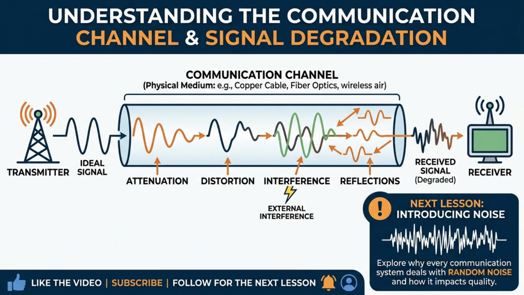In this lesson, we learned that the communication channel is the physical medium that carries information from the transmitter to the receiver. We also saw how real channels introduce attenuation, reflections, distortion, interference, and other effects that change the transmitted signal before it reaches its destination. In the next lesson, we will explore noise in communication and discover why every communication system must deal with random noise and its impact on signal quality.